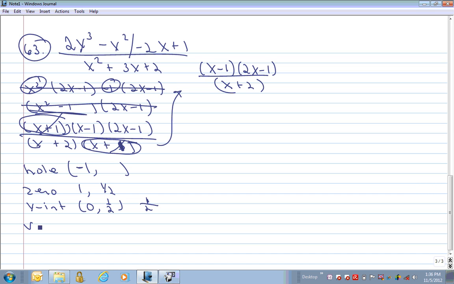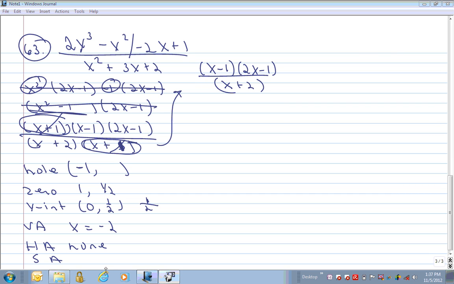Let's now talk about our vertical asymptotes. Our vertical asymptotes are what make the denominator 0, which is negative 2. So x equals negative 2. And then last, let's talk about our horizontal asymptotes. Let's see. Our degree in the numerator would be 2. The degree in the denominator is 1. Greater on top, so we don't have one. But we could have a slant asymptote. So we'll take a look at that next.